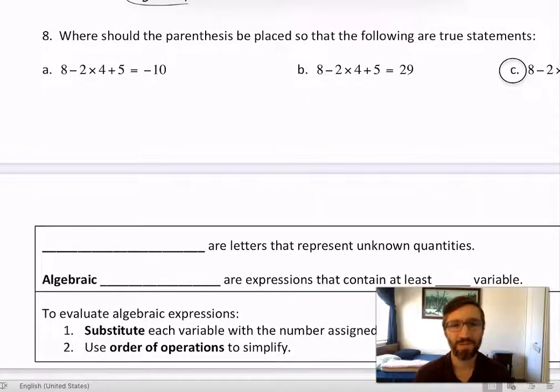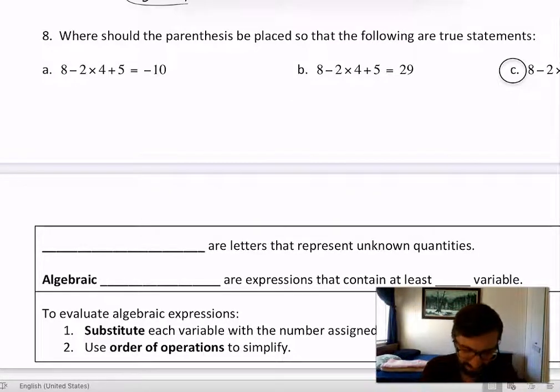So on this question, number 8, it's the bottom of the first page that you printed. Where should the parentheses be placed so that the following are true statements? Now, you might place one pair of parentheses, or you might place two pairs of parentheses. These can be a little tricky, and one of the main lessons here is just a little bit of perseverance, a little bit of trial and error is completely acceptable in math class.